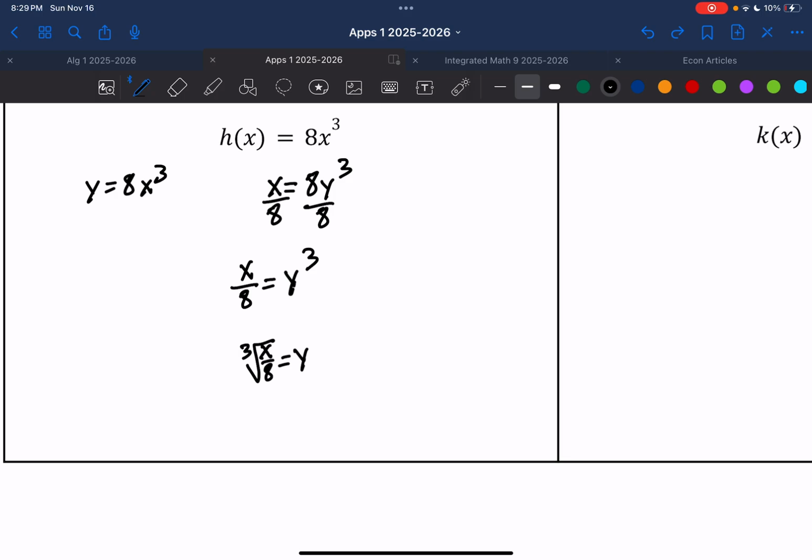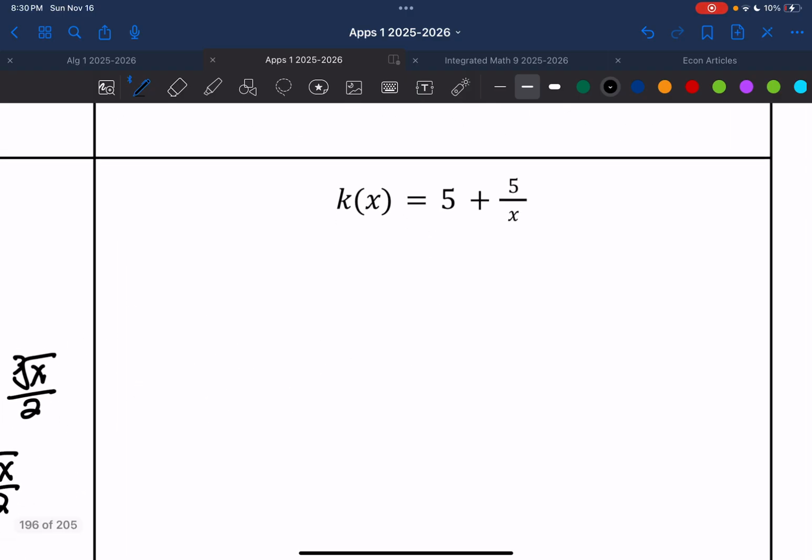You can leave that like that. But I'm going to say we can rewrite this to say y is equal to the cube root of x over the cube root of 8, which means y is equal to the cube root of x over 2. Right? And that means that our inverse function, h negative 1 of x, has to be equal to the cube root of x over 2.